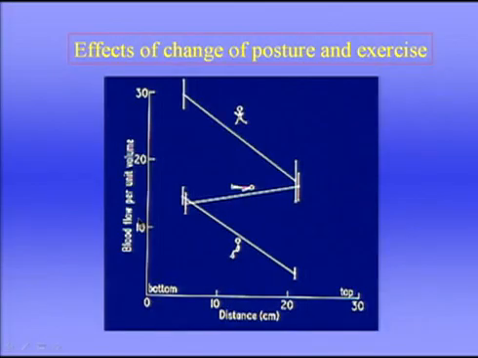Now we can easily show that this distribution of blood flow is affected by change of posture. For example, if you have a seated subject here we've got blood flow on this axis, and we've got distance up the lung from the bottom to the top here. In a seated subject, the blood flow near the bottom of the lung greatly exceeds the blood flow near the top, as we saw. But if that subject then lies supine, the blood flows become almost the same. Okay?